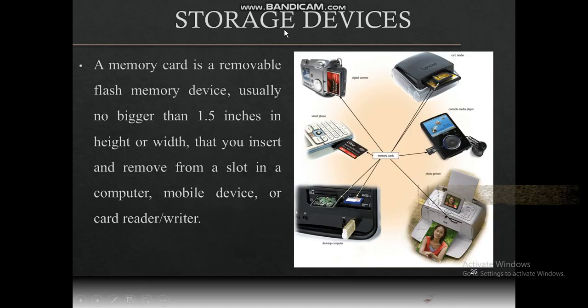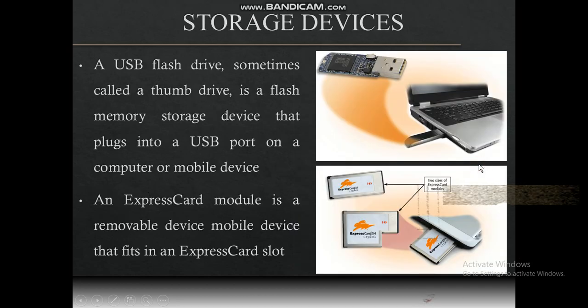We also have memory cards. A memory card is also part of the storage devices. Here is an example of a memory card that you can use for a camera, for a mobile phone, and also for an external flash memory reader. We also have the USB flash drive, a universal storage that we use for storing information. We also call it a thumb drive, and also flash memory.